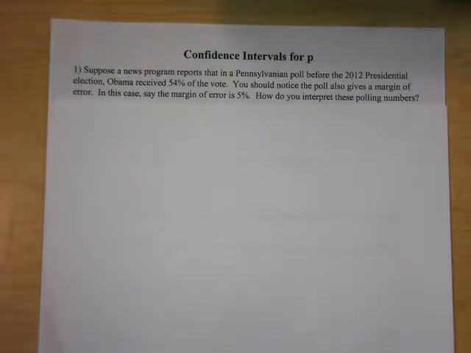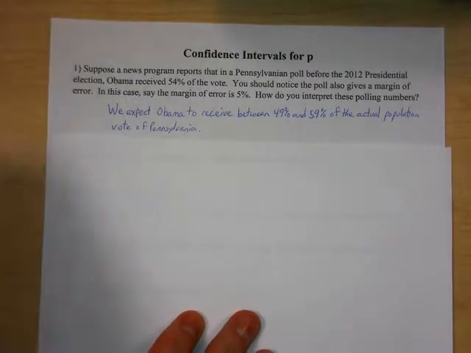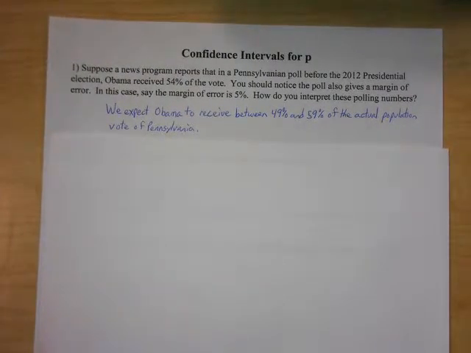If you go back to before the last election in 2012, suppose a news program reports that in a Pennsylvania poll before the 2012 presidential election, Barack Obama received 54% of the vote. You should also notice the poll gives a margin of error. In this case, say the margin of error is 5%. Much of the time on the screen next to the polling numbers, they'll say plus or minus 5%. That's the margin of error. So how do you interpret those polling numbers? If the margin of error is 5% and it said Obama received 54%, what that's saying is that we expect Obama to receive between 49 and 59% of the actual population vote of Pennsylvania.